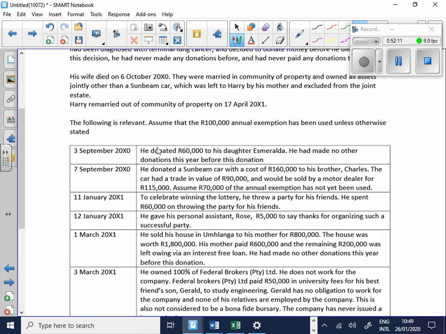He sold his house in Mshlanga to his mother for 800. The house was worth 1.8. Now, guys, even though it's a sale, because it's at less than fair market value, what are you going to do? How much is the donation going to be? It'll be 1 million. Are you guys comfortable? His mother paid 600 and the remaining 200,000 was owed by an interest-free loan. Are interest-free loans subject to donations tax? No, but you need to write it down and put it there.